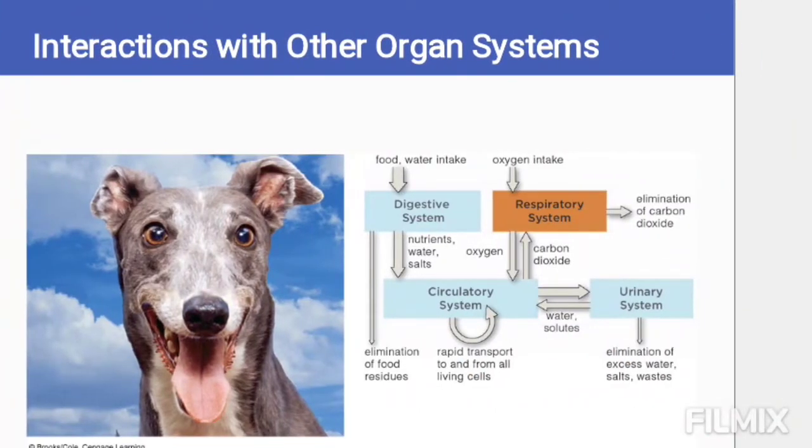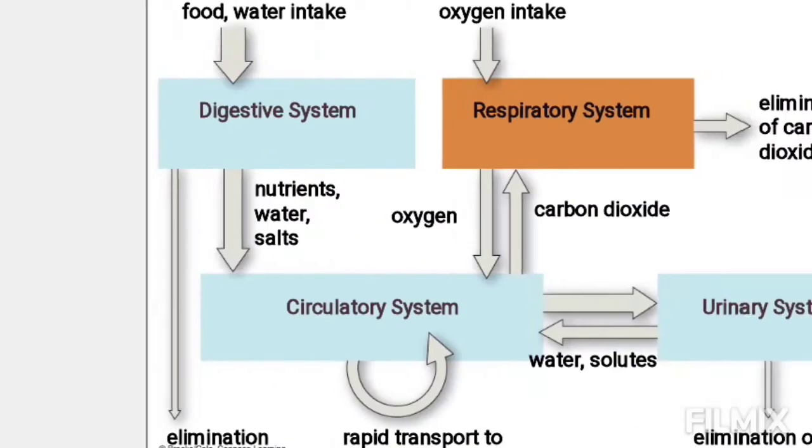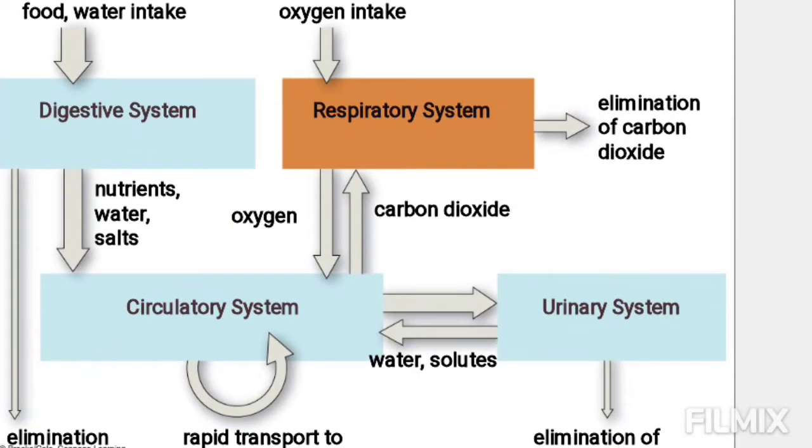Then next, we can see a dog having respiration, but while respiring it interacts with other organ systems. So the first one here is the digestive system. There are four systems. First is the digestive, then circulatory, and in orange color there is the respiratory system, and last is the urinary system.